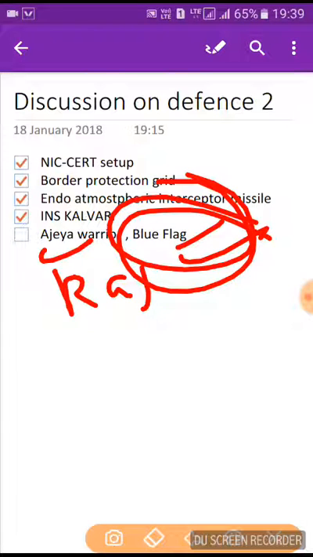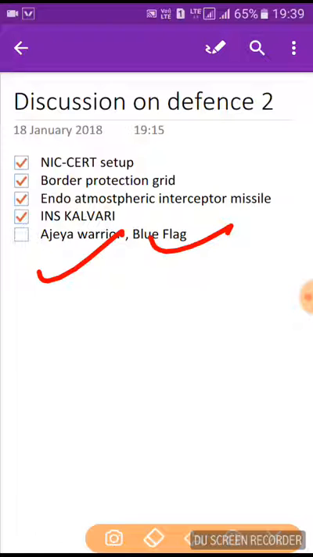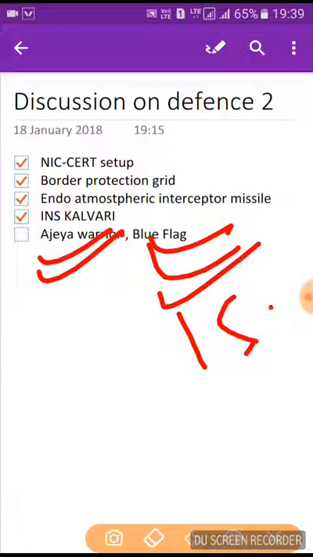It was held in Israel. It is biannual multilateral. The important thing for Blue Flag is that it is in Israel, and for Ajay Warrior it is in Rajasthan. The important thing about Ajay Warrior is also that it is held between Indo-UK. Blue Flag is a biannual multilateral exercise in Israel. Israel, and Rajasthan.